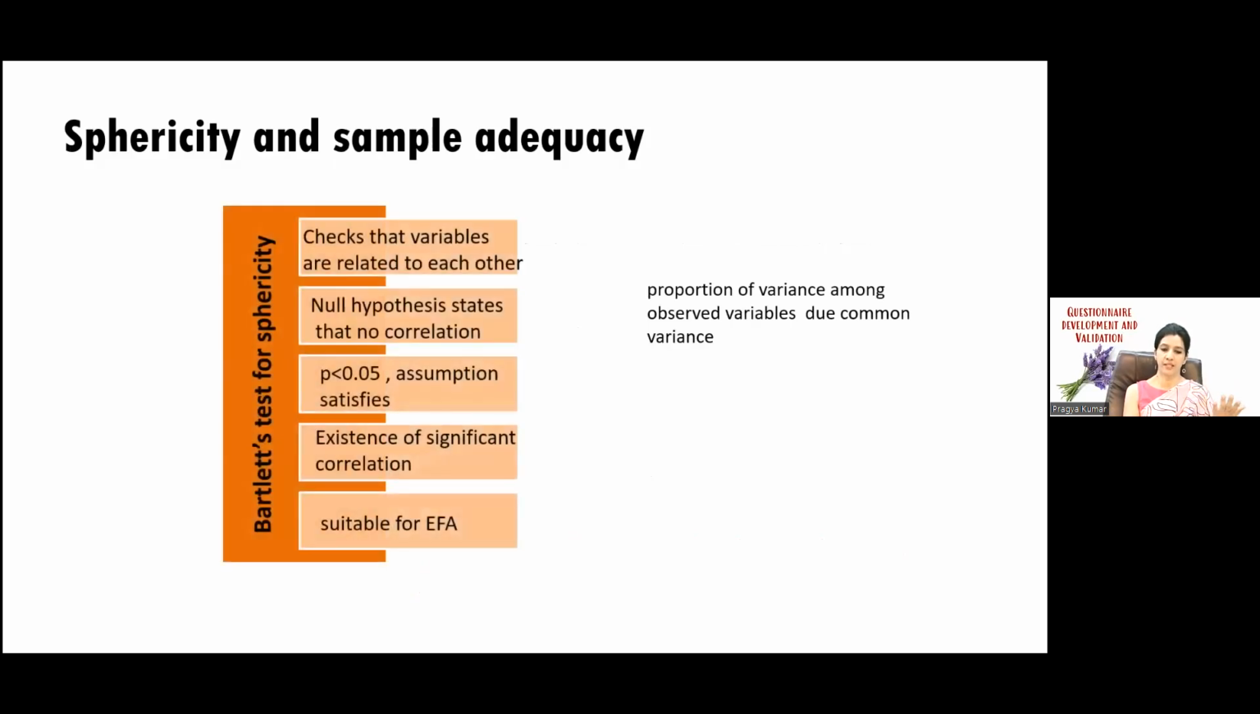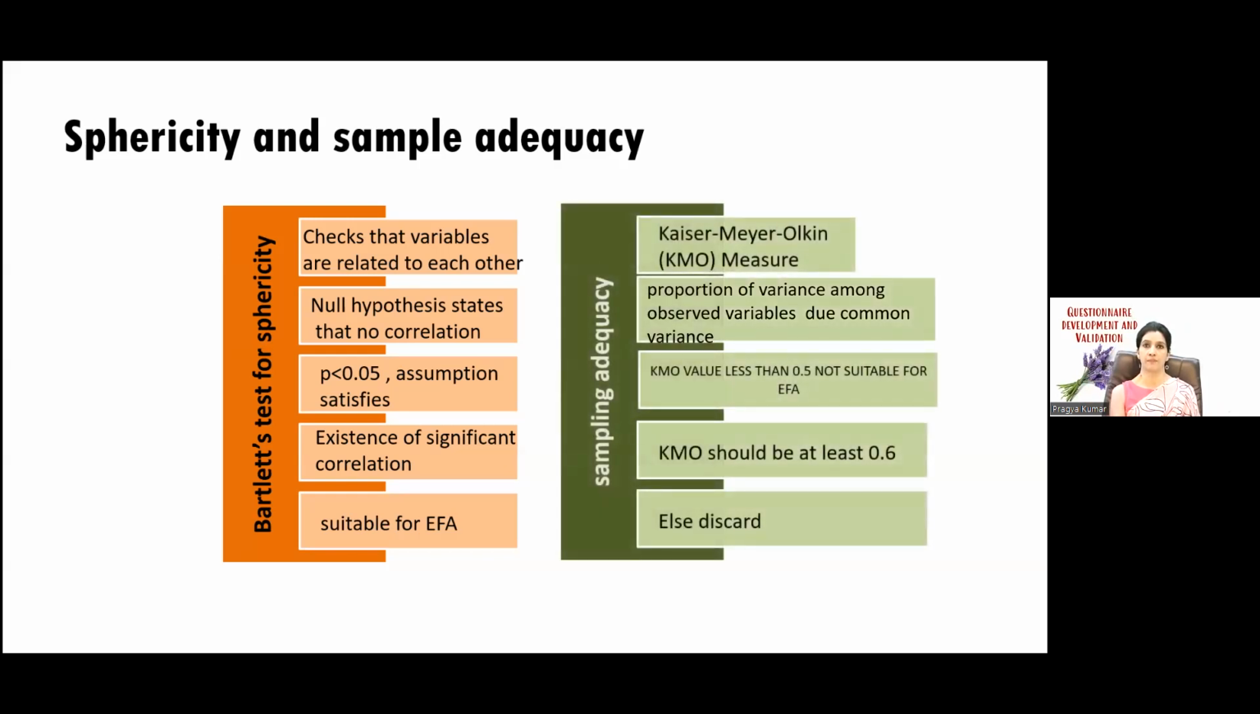So this sphericity, again, is tested using Bartlett's test of sphericity. It checks whether the variables are related to each other or not. The null hypothesis states that there is no multicollinearity or there is no correlation. Therefore, if the p-value is less than 0.05, it satisfies the assumption and it measures the existence of a significant correlation. And if the value is less than 0.05, you can say that this data is suitable for the exploratory factor analysis. Now, the second concept is the sample adequacy.